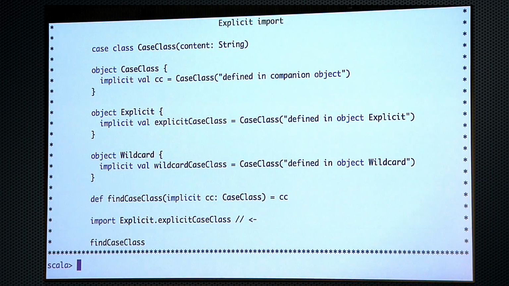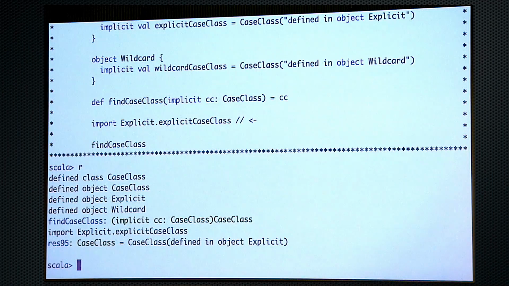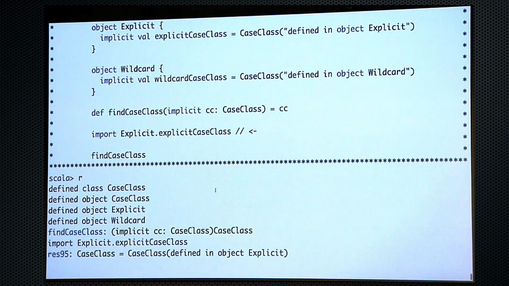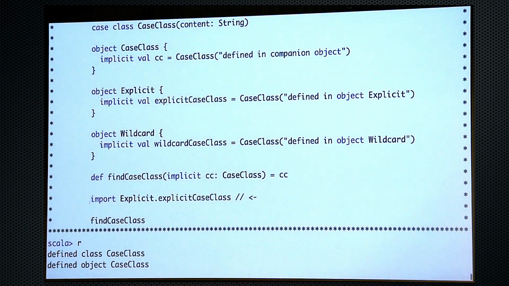Now we have the explicit import. What do you think will happen here? So, companion object, explicit, wildcard. I see some companion objects, I see also some explicits. Let's take a look. It is the explicit one, and this is because by doing this import, the implicit value actually comes into scope with a very simple local name. Because we can access it with this name, because of the import, it will pick that one, and it will first look in local scope, and only then will start looking into the companion objects.